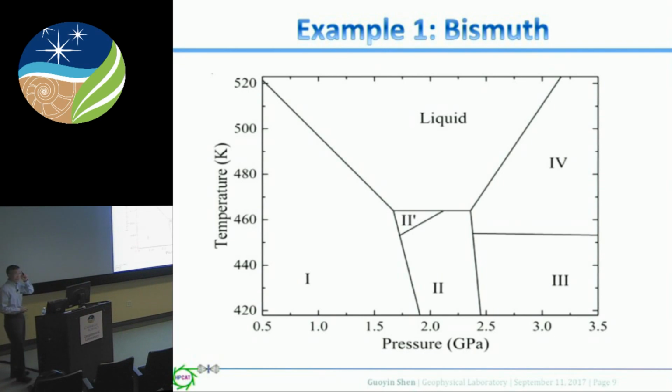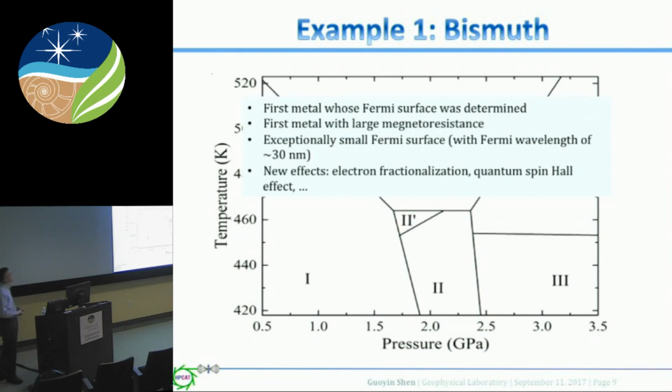One example is bismuth. We did that. This is an interesting metal. It's a kind of semimetal. It plays an important role in condensed matter. It's the first metal whose Fermi surface was determined, and also the first metal with large magnetoresistance. Bismuth has a very small Fermi surface with a Fermi wavelength of around 30 nanometers, which is a huge wavelength for a metal. There are new effects like electron fractionalization and the quantum spin Hall effect. It's a very active subject in condensed matter.